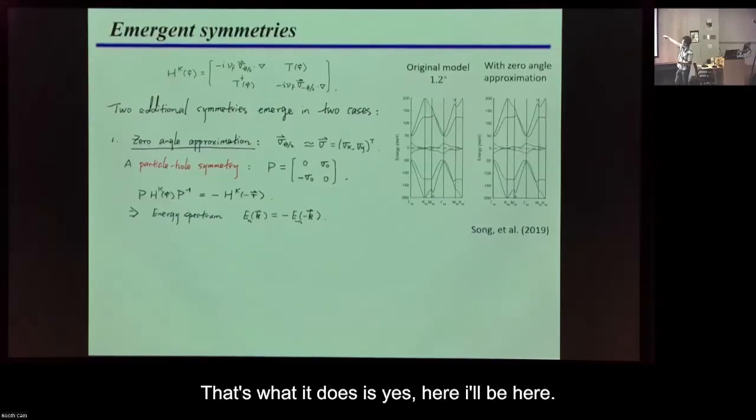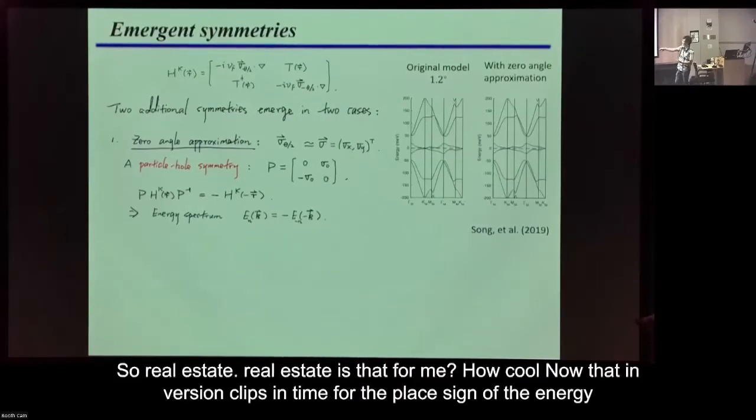And what it does, as you can see, is it flips the momentum. Here we are considering a unitary operator. So you flip momentum, that means you also flip the real space. In real space, it's something similar to inversion, but not exactly inversion. It flips the position r to minus r, but at the same time flips the sign of the energy.